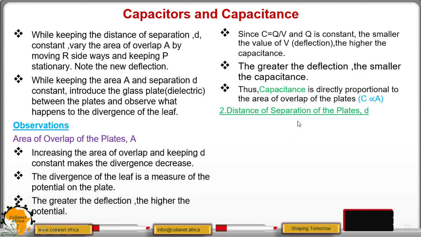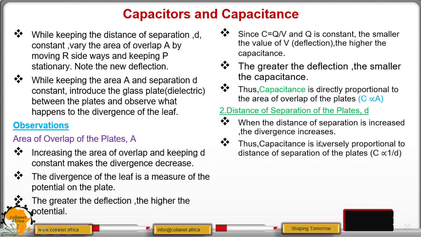Then we come to the distance of separation, D. When the distance of separation is increased, the divergence increases. Thus, we can say that the capacitance is inversely proportional to the separation of the plates. That is, C is inversely proportional to 1 over D, that is the distance of separation.